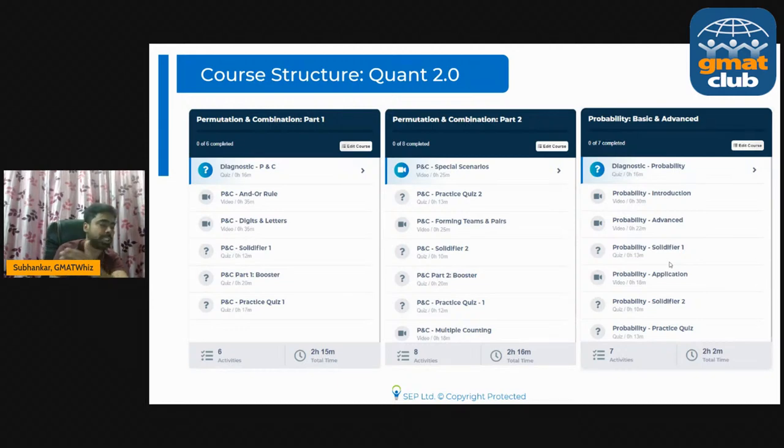You can simply do 4C3 into 4C1. Suppose there are 2 teams of 3 and 1. In those, there will not be a scenario of multiple counting. I'll still go to that previous question and give it. So let me just finish this part.